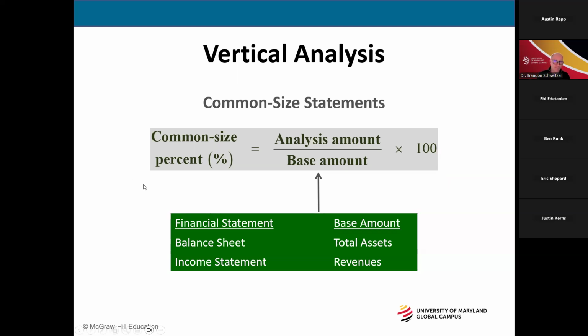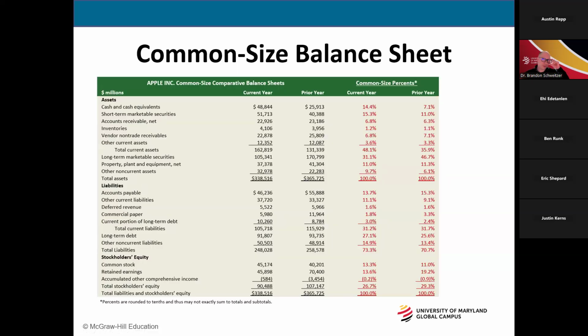Yeah, my pleasure. And so that's what we do with the balance sheet. We express everything as a percentage of total assets. So current year, this is the analysis amount divided by the base, and comes to 14.4% in this example. And I do that with every single line item. And you'll know you've done it correctly when your total assets is 100% and your total liabilities plus equity is 100%. And that's because the accounting equation is assets equals liabilities plus equity.